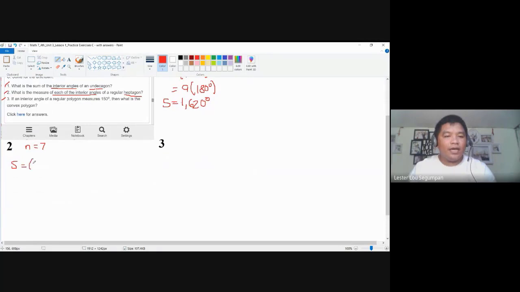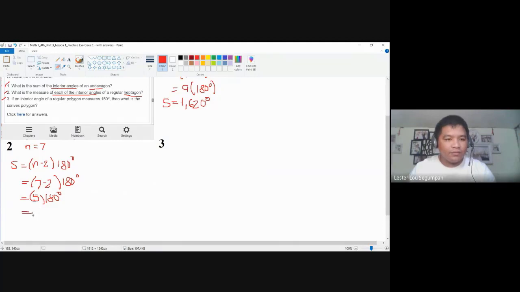So let's complete it with the formula. You have n minus 2 times 180 degrees, so 7 minus 2 times 180 degrees. 7 minus 2 is 5, times 180 degrees, and that is equal to 900.